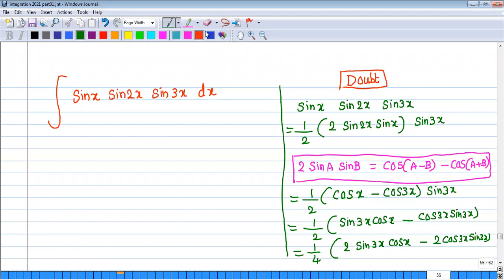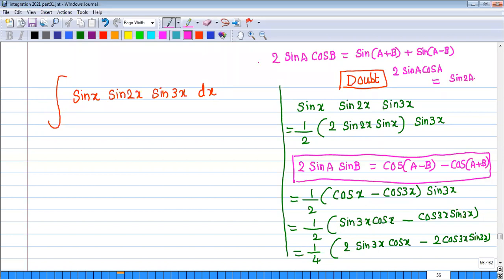Again here we need to use two different formulae. One formula is 2 sin A cos B is equal to sin of A plus B plus sin of A minus B. And one more formula, 2 sin A cos A is equal to sin 2A.